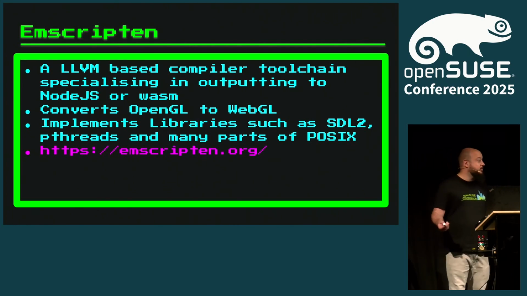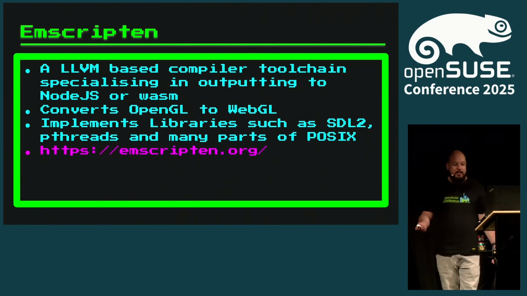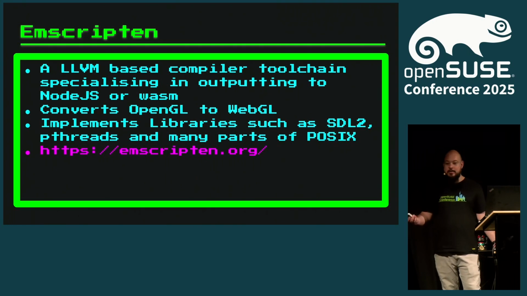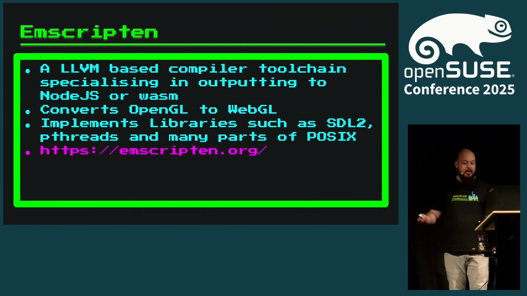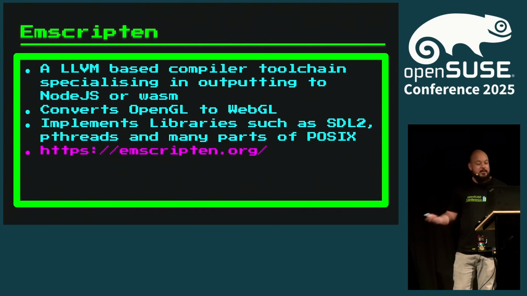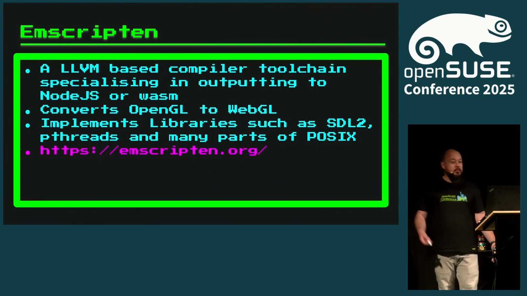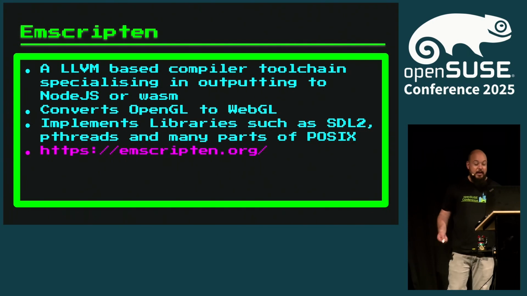So basically what Emscripten is going to provide us with is an LLVM-based compiler toolchain. So it gives us a way to convert our C++ code and output WebAssembly. It also converts OpenGL implementations into WebGL, because you need websites to be able to use your GPU, because that's fun and you can do weird things. And if you've ever seen one of my talks, I'm all for fun and weird things.